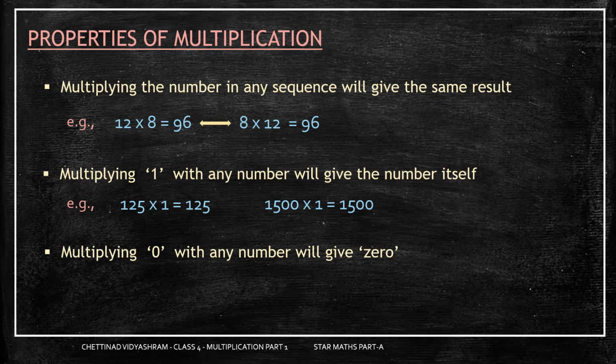Next one, multiplying 0 with any number will give 0. When you multiply a number with 0, the product will be 0. Example, 625 into 0 is equal to 0, or 0 into 420 is equal to 0.